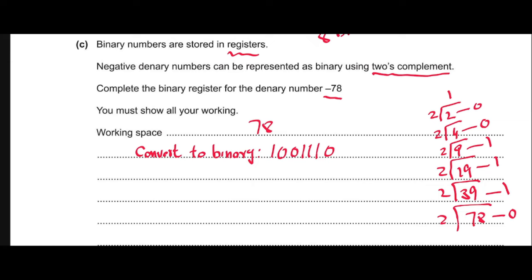Okay. So this number is an 8-bit number, right? So let's count how many bits we have. 1, 2, 3, 4, 5, 6, 7. So we add 1, 0. Okay. Now we need to convert, use the 1's complement. First we need to use the 1's complement. Okay, let's use 1's complement.